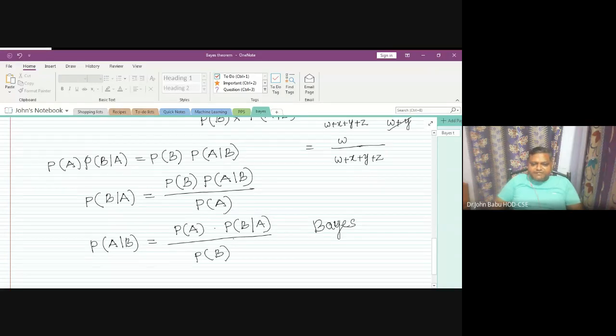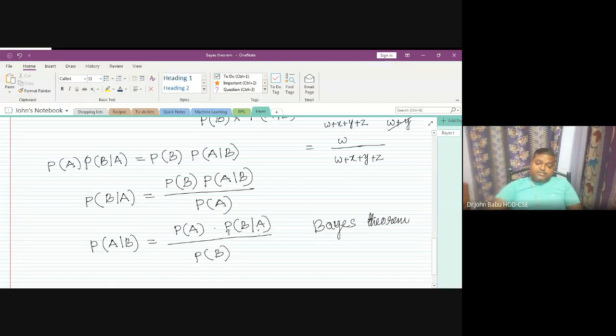That means, given an evidence, given a condition, what will be the probability? Given an evidence, that means it is not fixed, it will be updated. Given a condition, given an evidence, what is the probability? Given a hypothesis, what is the probability? That's what we are going to study.